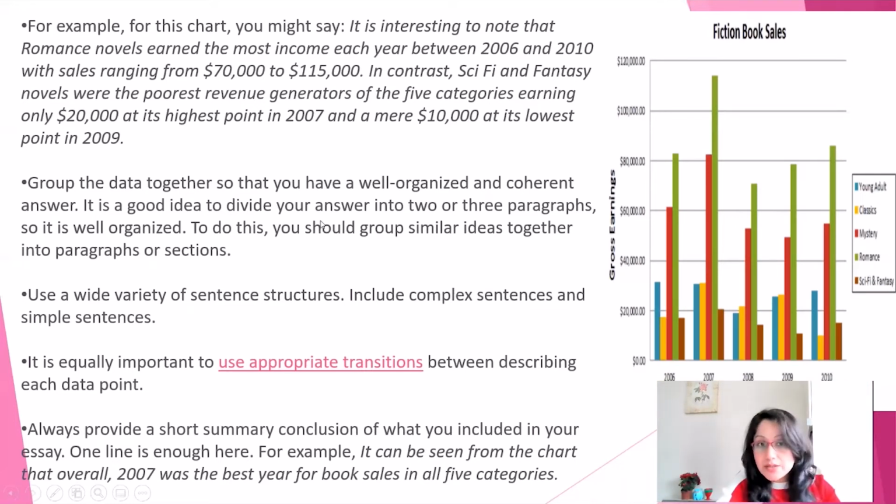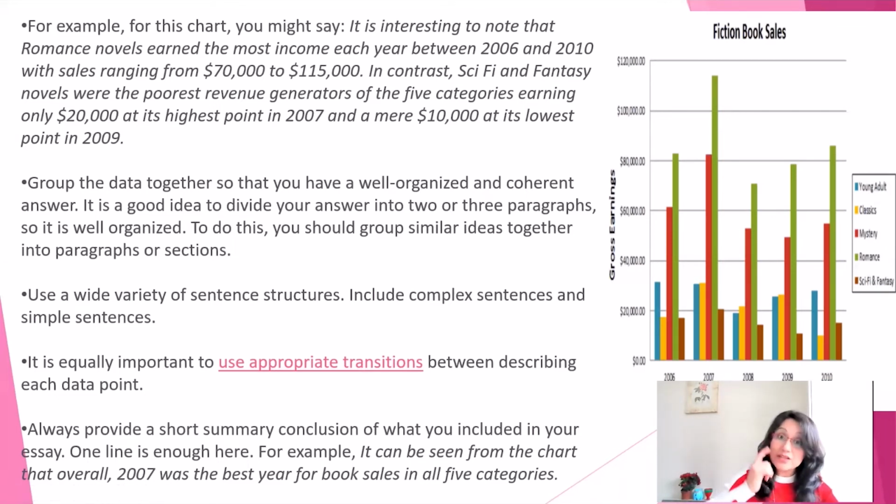It is a good idea to divide your answer into 2 or 3 paragraphs, so it is well organized. To do this, you should group similar ideas together into paragraphs or sections. All right, so organize, gather your thoughts, make them coherent, and 2 to 3 paragraphs is all you need, but it has to be well organized, okay? Whenever you have similar ideas, group them together. Use a wide variety of sentence structures, including complex sentences and simple sentences.